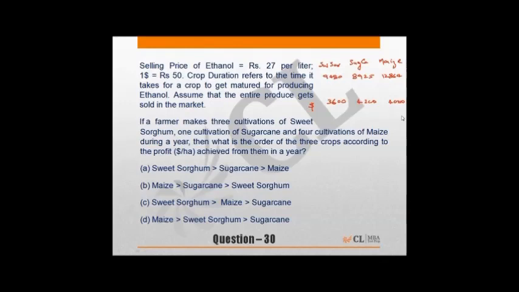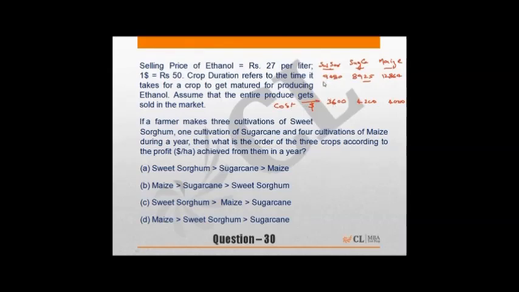Okay, I have written the data out here so that we don't have to go to the previous slide. So the data out here is sweet sorghum, sugarcane, maize. This is the production in liters per hectare. We'll produce 9480 liters per hectare of ethanol from sweet sorghum, 8925 liters per hectare from sugarcane, and similarly for maize. And the cost of production in dollars is given out here.